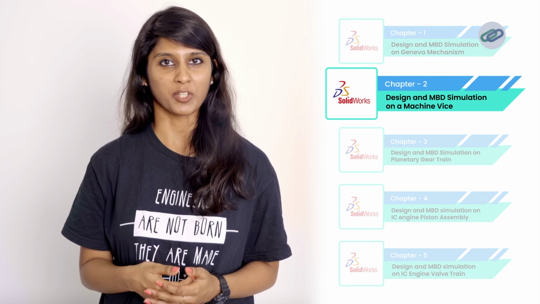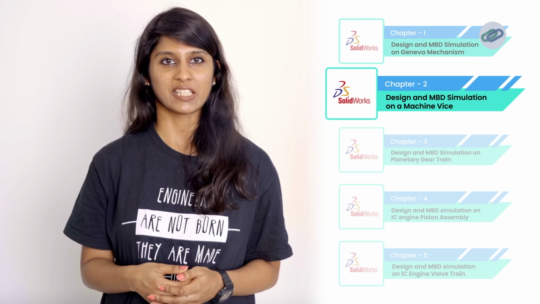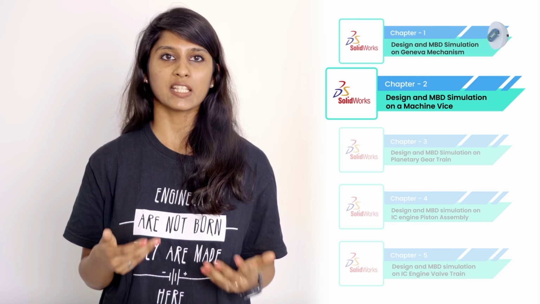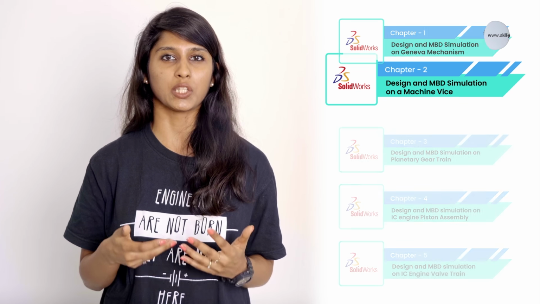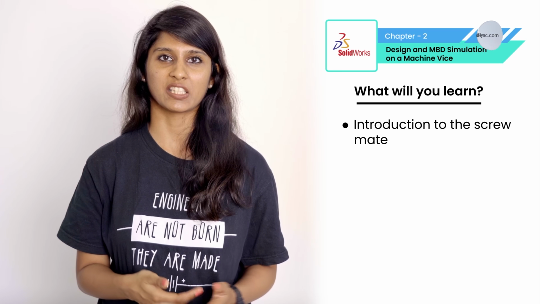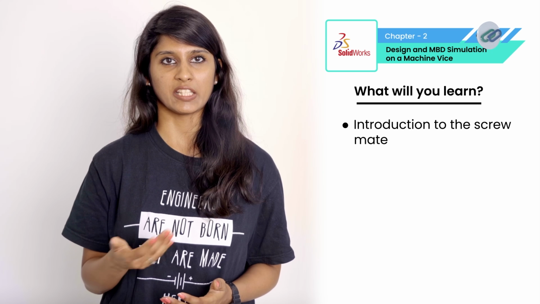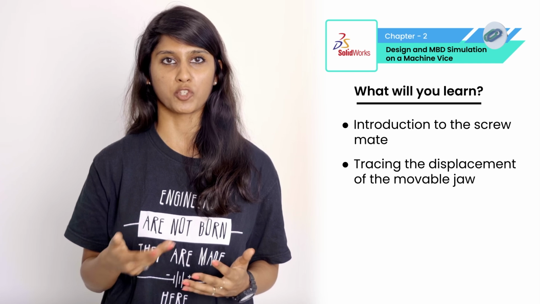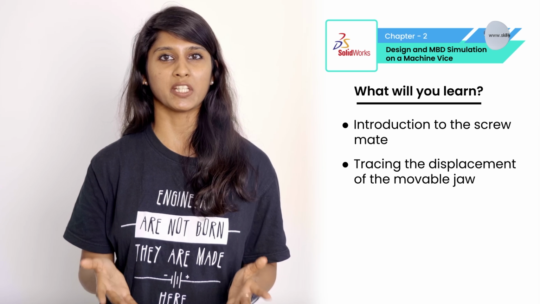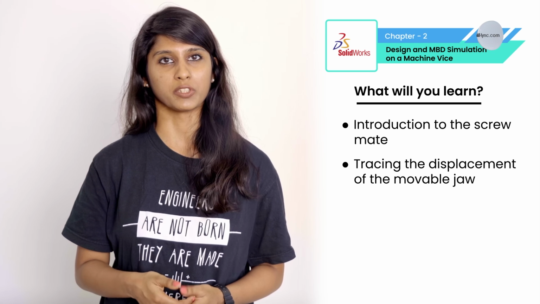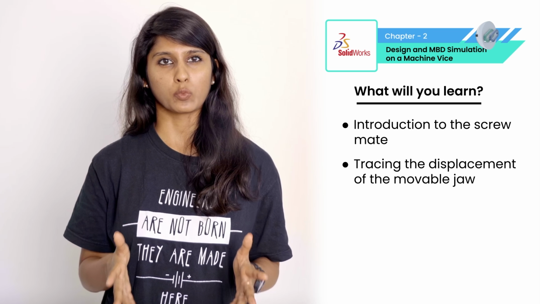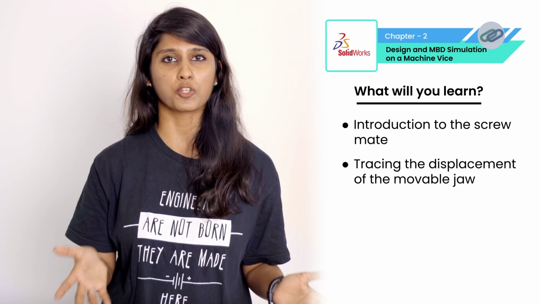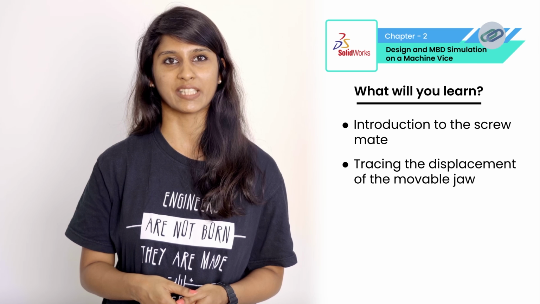In the second chapter, you will work with a machine vise. You will learn how to model and assemble the machine vise and understand the role of screw mates in motion studies. You'll perform motion studies to trace the displacement of the movable jaw, giving you hands-on experience with SolidWorks' motion study tools. The key focus will be on understanding screw mates and how to trace displacement within a mechanical assembly.